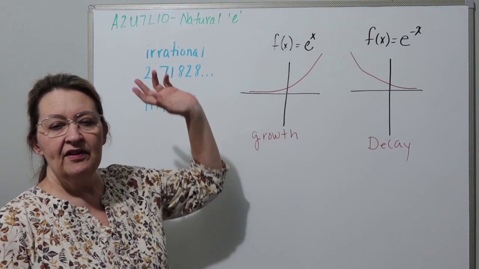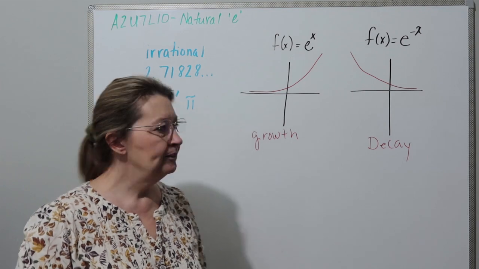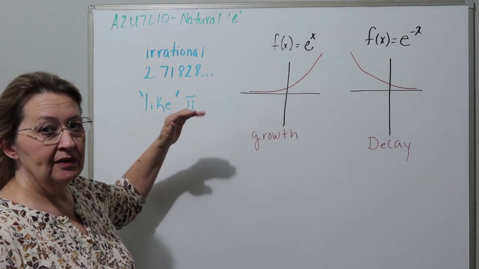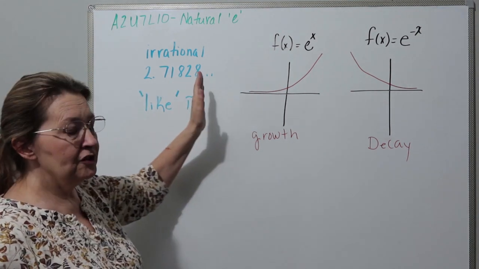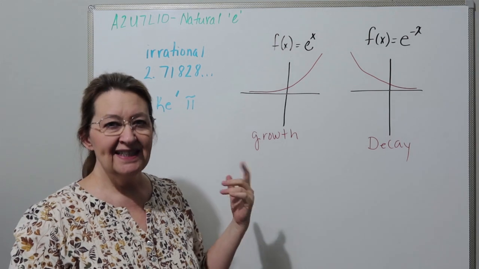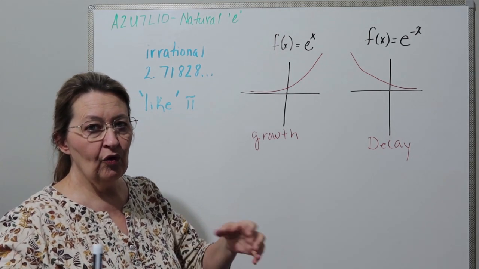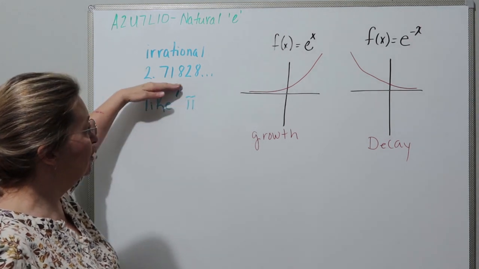We're in Unit 7, Lesson 10 right now, and we're going to talk about the natural E. Natural E is a number that's irrational. Its value is 2.71828, and it goes on and on and on. It's kind of like pi. Pi is a symbol for 3.14, on and on and on. Well, E is just a symbol that refers to this number.